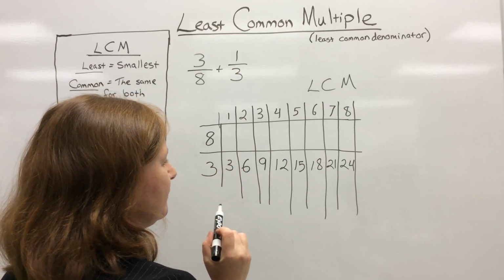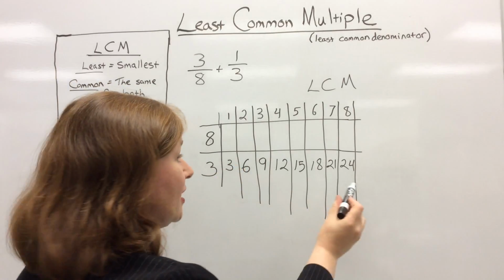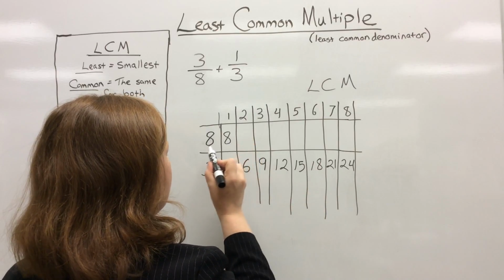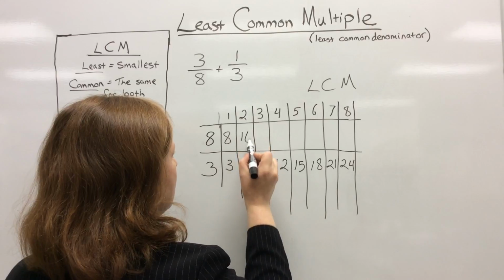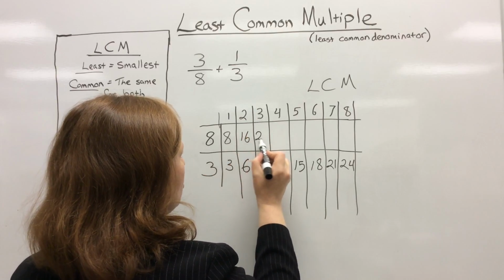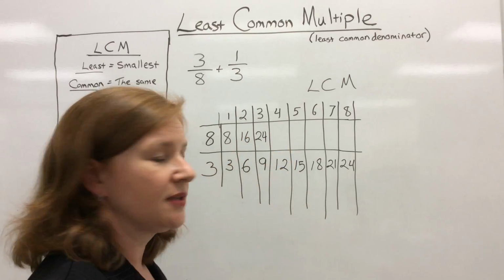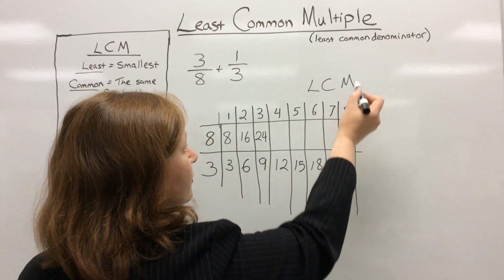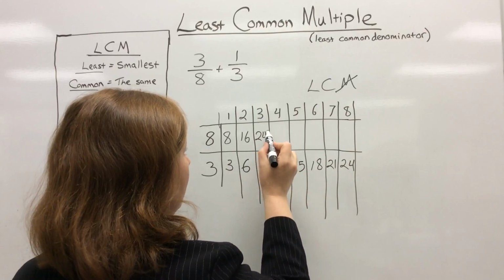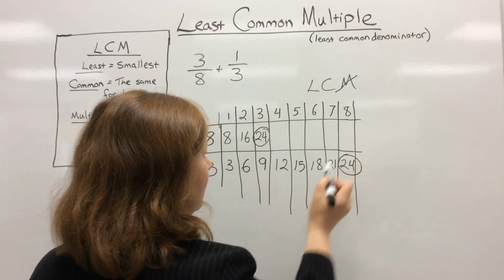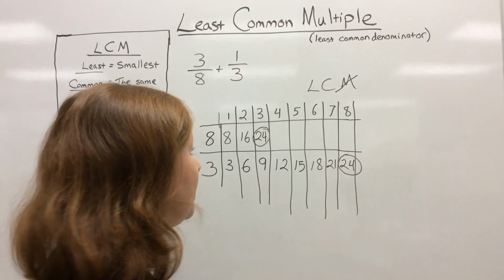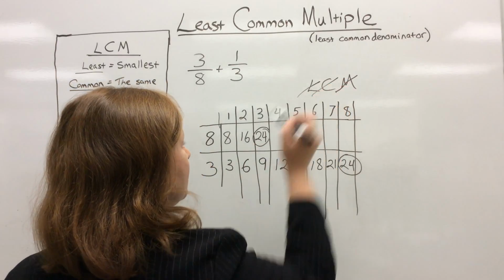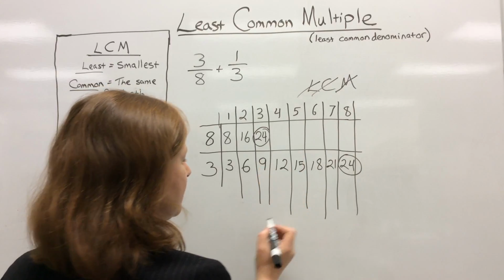Now I'm going to do multiples of 8 until I see something that is the same, or a common multiple. So 8 times 1 is 8. 8 times 2 is 16. 8 times 3 is 24. And I'm just going to stop right there because I can see that I have a common multiple. So I've done multiples, and I have one that is common. I haven't gone any farther to find other common multiples, so I know that is my smallest, or least, common multiple. So 24 is my least common multiple.